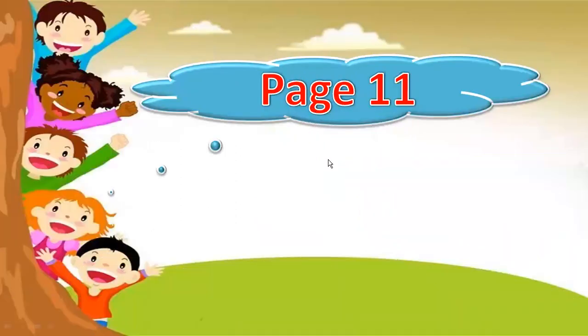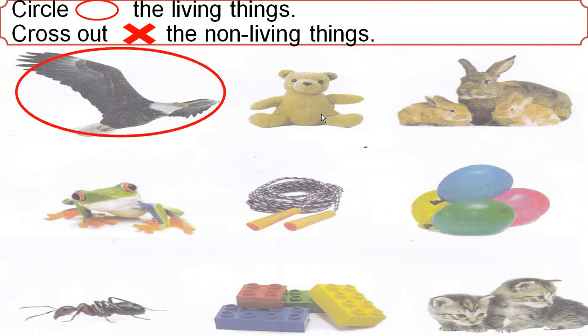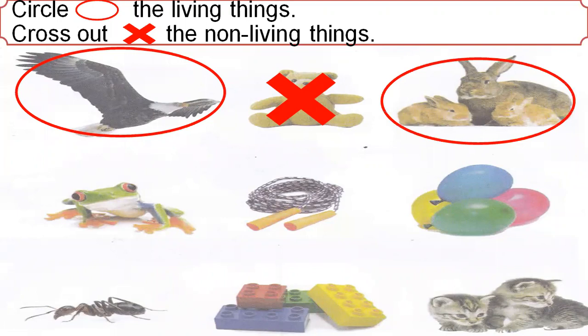Next, page 11. What are living things? Circle the living things. Cross out the non-living things. Eagle, living thing or non-living thing? Living thing. Teddy bear is non-living thing. Rabbits are living things. Frog is living thing.